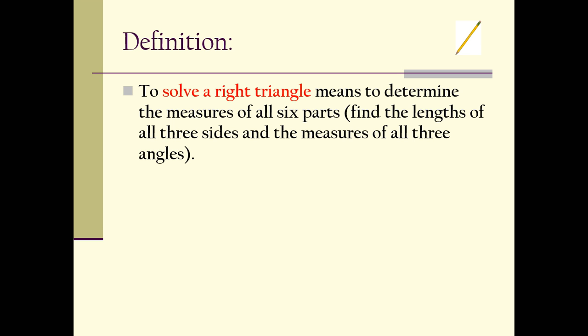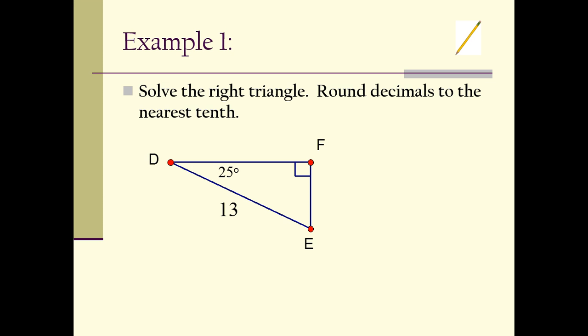All right, let's do a couple of examples. So here we go. Example number 1 says solve the right triangle and round the decimals to the nearest tenth. So we want to remember to round to the nearest tenth when necessary. I want to find all the sides of this triangle and all the angles. So I'm going to write down angle D, we already know is 25 degrees. We know angle F is 90 degrees.